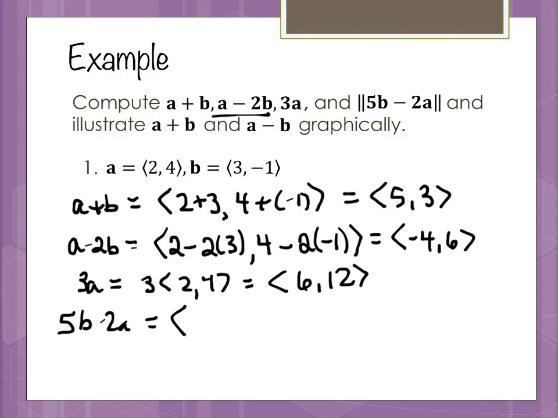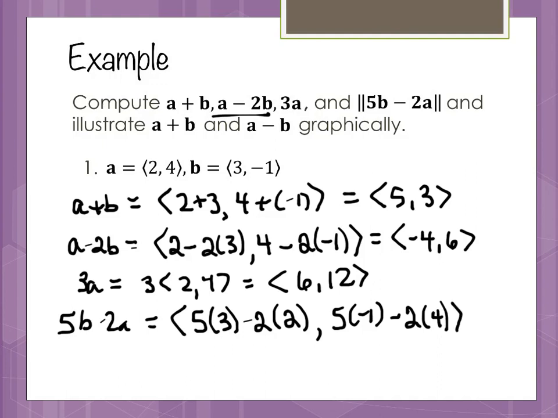Do it. So there's a 5 we're going to be multiplying by. 5 times the component b, which is in the x value, or the first location, is the value 3, minus 2 times the coordinate in the first location for the a vector, which is the value 2. And then I have 5 times negative 1 minus 2 times 4. So somebody tell me, what vector do I get when I do this?